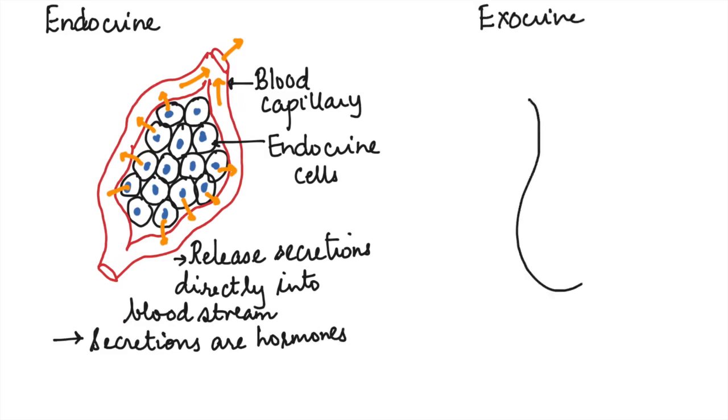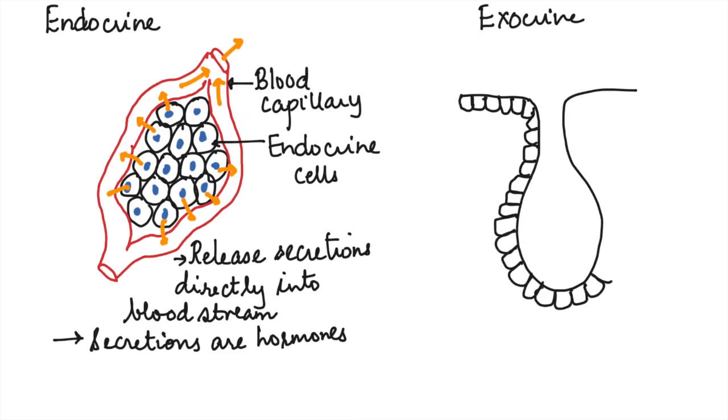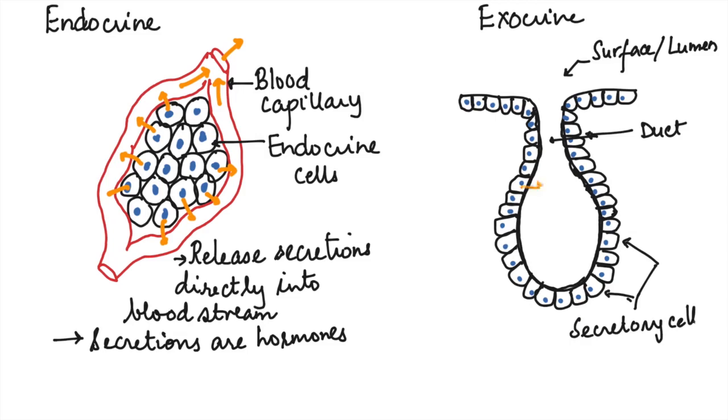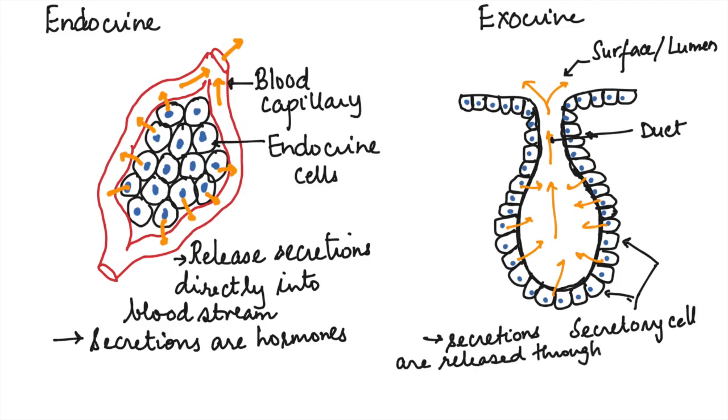The exocrine gland, on the other hand, has cells which form an invagination that forms a small cavity-like structure and a duct that opens to the outside, that is the surface of the body or the lumen. So it has a duct, a tube-like structure, and a swollen part where the secretions are stored and then released. Secretory cells release the secretions which pass through the duct to the surface. So these are the glands which are exocrine, released through ducts, and they are normally enzymes.